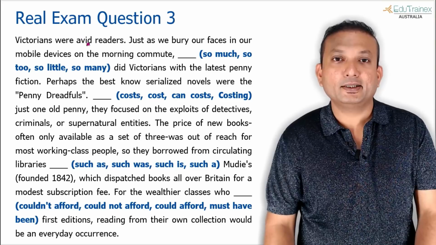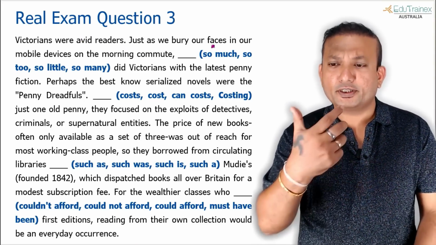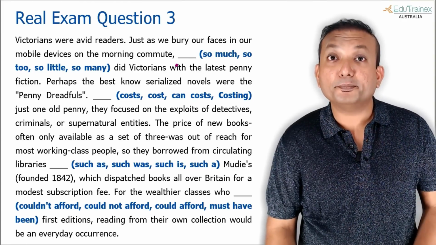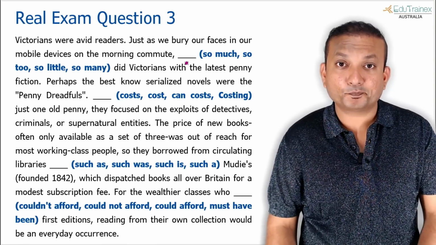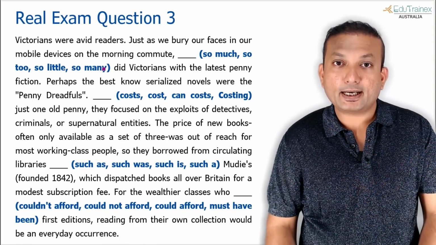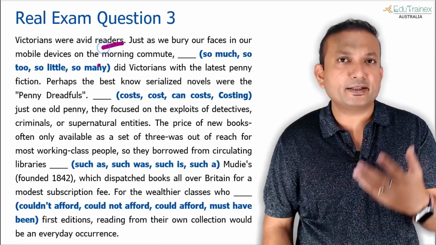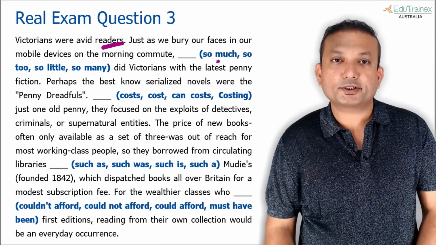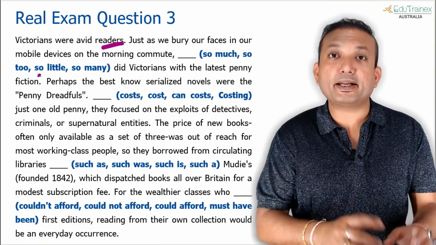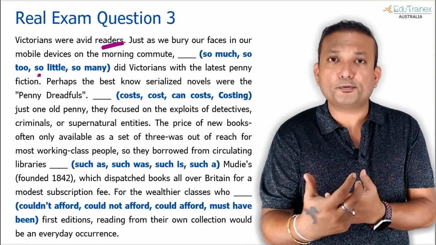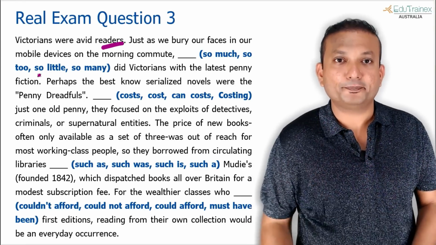Third question. Alright, Victorians are avid readers. Just as we bury our faces in our mobile devices on the morning commute. Morning commute means when you are traveling on the bus or on the train to the office. That's what it's talking about. Dash did Victorians with the latest penny fiction. So it's talking about readers reading the books. Dash did Victorians with the latest penny. So it's comparing how you are indulged in the mobile phones. These readers are doing that too, but with the books.